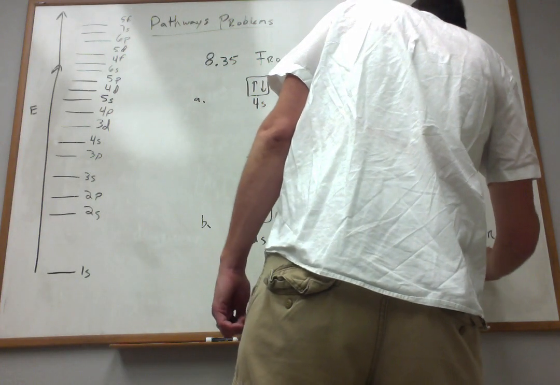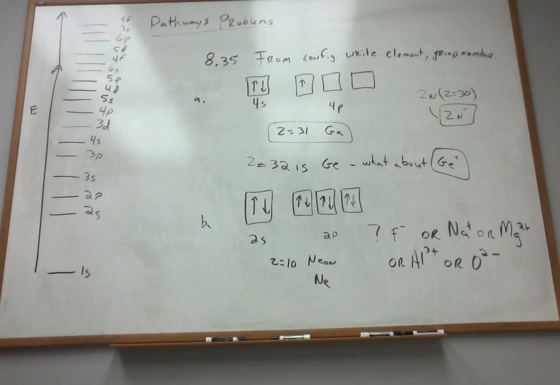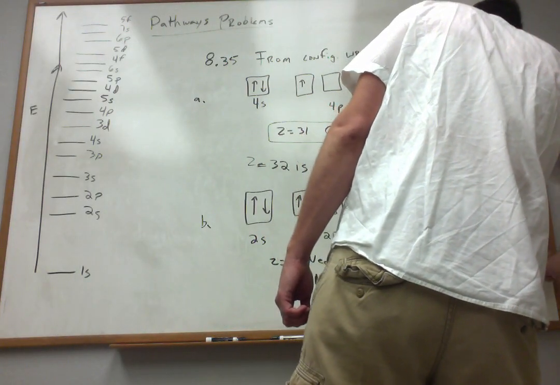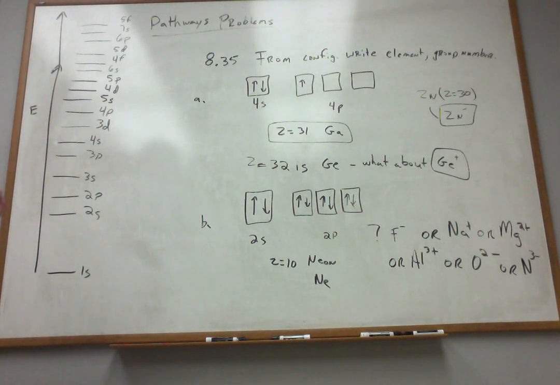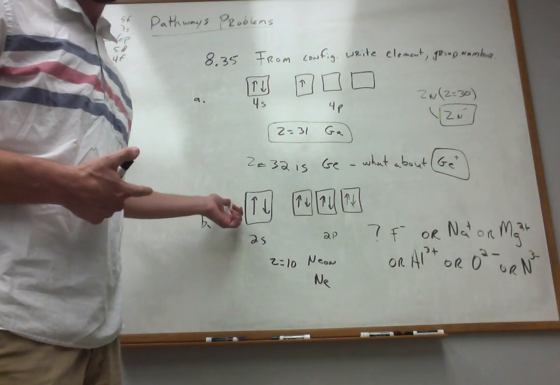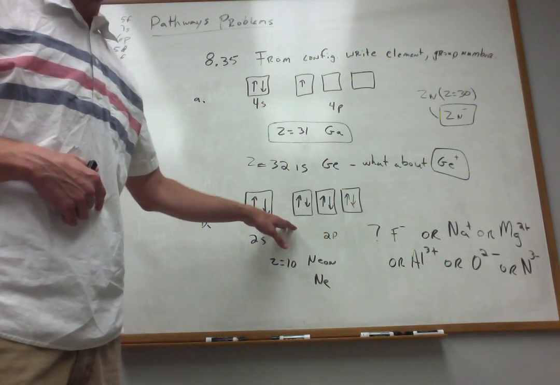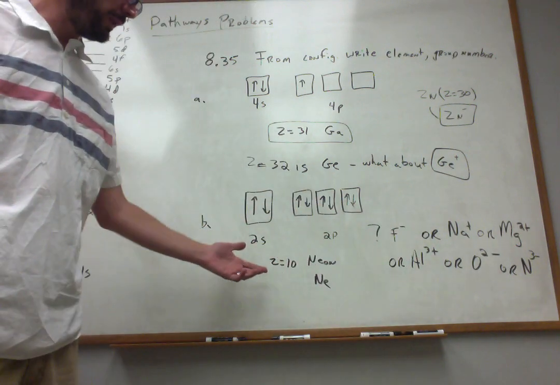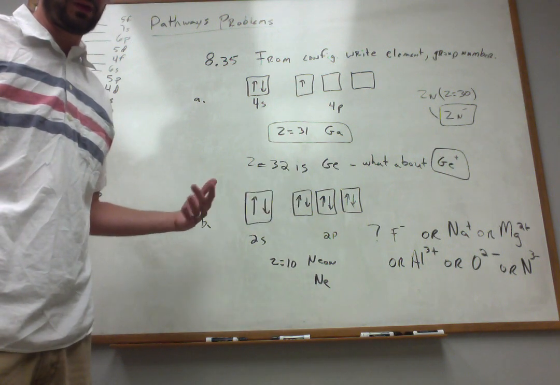Maybe oxygen 2 minus. Oxygen's element 8. If you add 2 extra electrons, you've got 10. Same electron configuration as neon. Maybe nitrogen 3 minus. Okay, so my point here is that many different things can end up with this electron configuration. This is a neutral atom that's got this electron configuration. But all of these ions are isoelectronic with neon. All of those ions have the same electron configuration as this, if you were to draw it out.